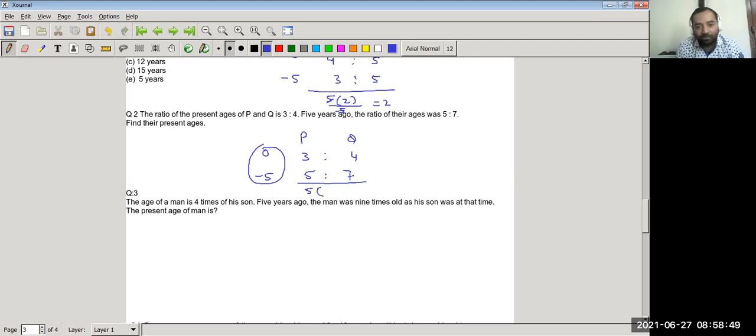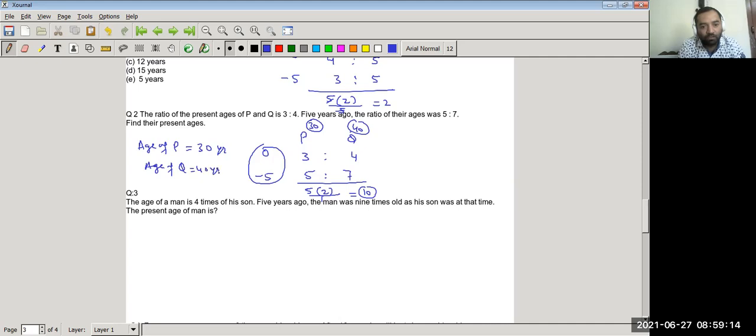5 times 7 minus 5 times 2 is... Divide by 7 times 3 is 21. 5 times 4 is 20. So it is 1. So this is 10. So 1 unit is 10. So 10 times 3 is 30. P, value of P, age of P. This is present age. So 30 years and age of Q is 10 times 4 is 40. So age of Q is 40 years, right?